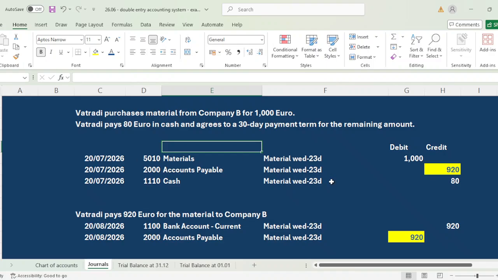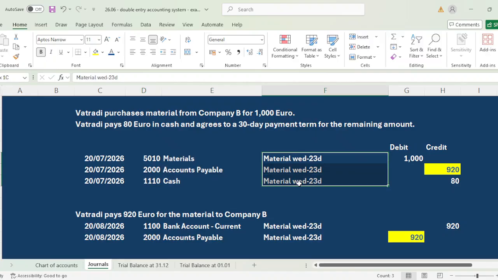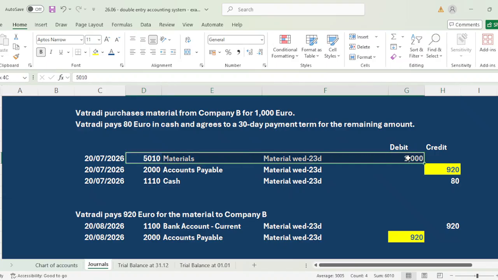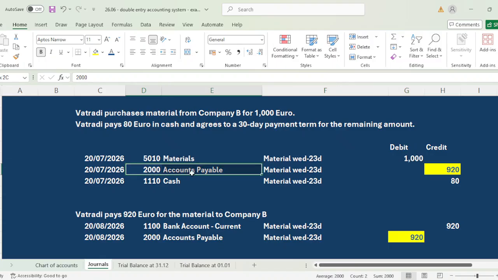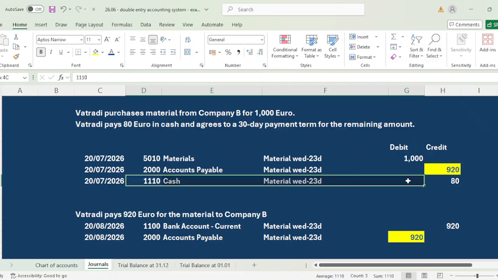This is the journal that I prepared. I use the date of the invoice, I use the three GL codes, I insert a brief description, and I insert the amount in debit and the amount in credit. In this situation, I have a cost of 1000 for material. I use accounts payable for 920 and I use cash out for 80.